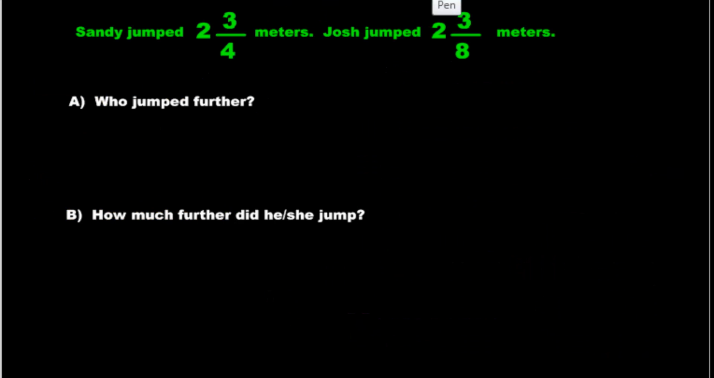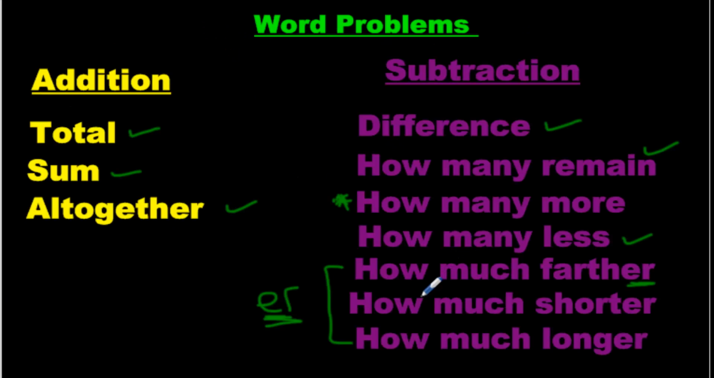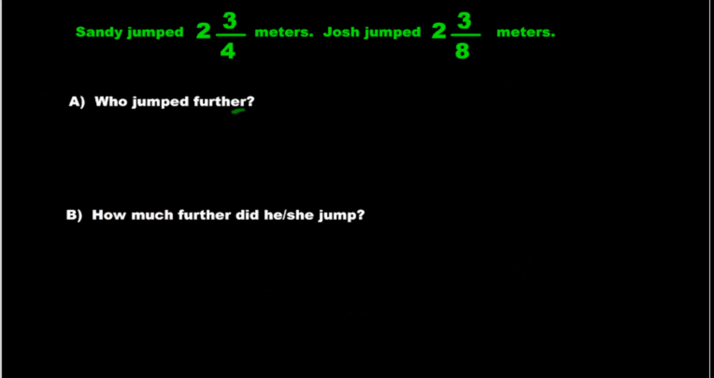Here's a question. Sandy jumped this far. Josh jumped this far. Who jumped further? Farther, further. Sounds like subtraction, right? ER word? Nope. It doesn't ask us how much further. It just says who jumped further. If you look back here, it says how much. There has to be the how much before it. So here's just who jumped further. Who did? Was it Sandy or was it Josh?